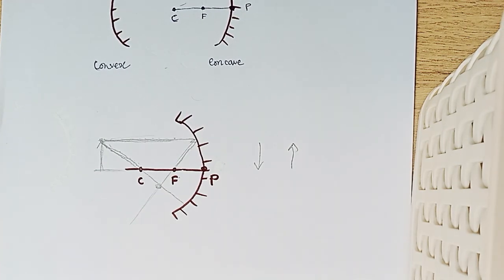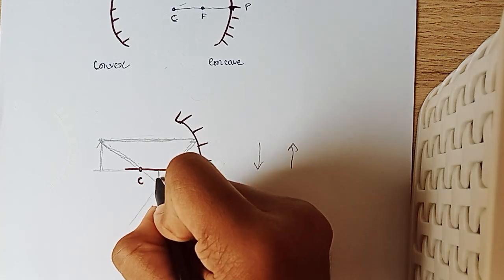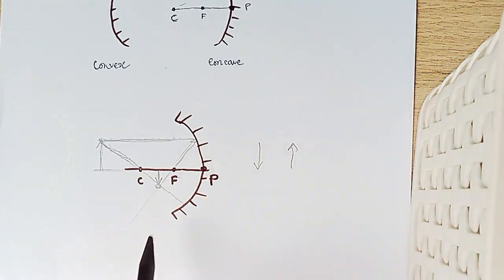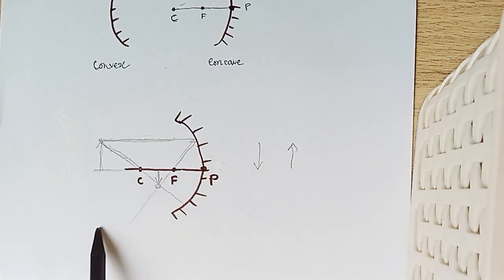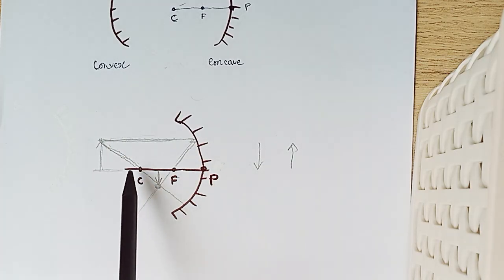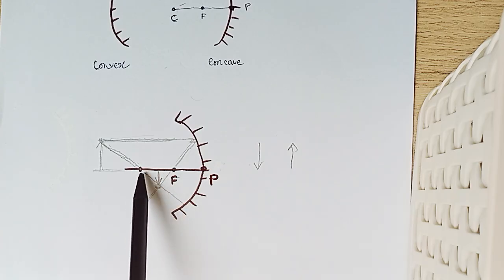So the nature of the image will be real and inverted over here as well. So you draw the image like this, the inverted way. The object from here, it goes through the focus, and from here through the center of curvature, and it forms in between C and F.